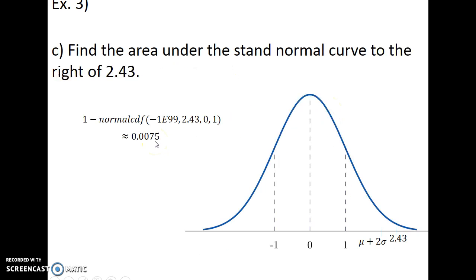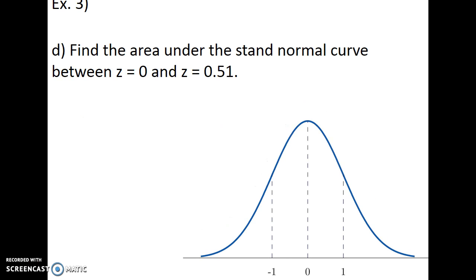Or I don't have that in here. That's weird. Or you could actually just, okay, so your other option that I don't know why I didn't type up here, you could use 2.43 as your lower limit and use positive infinity. So standing in for positive infinity, you could use positive 1e99. That should get you the exact same area.